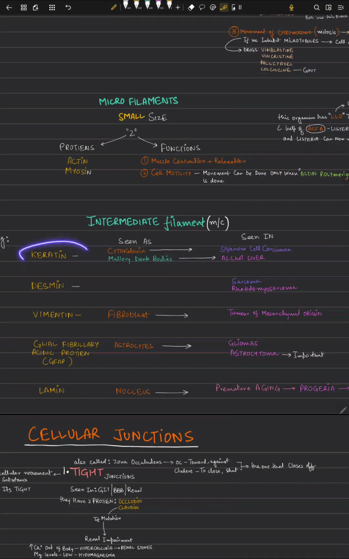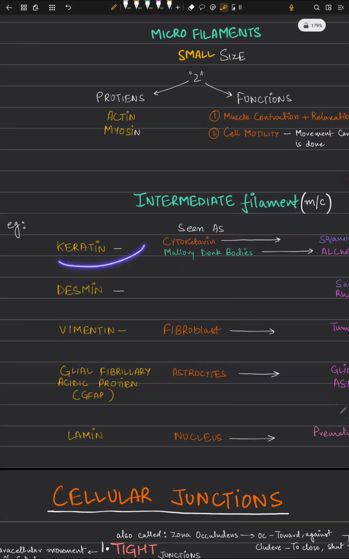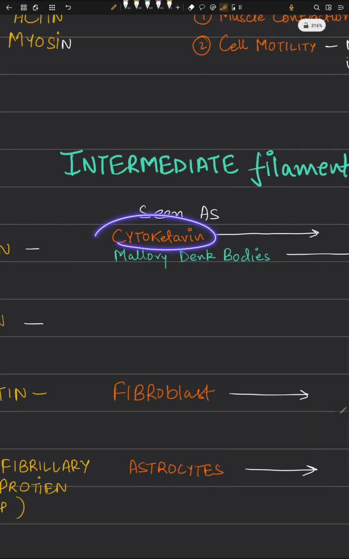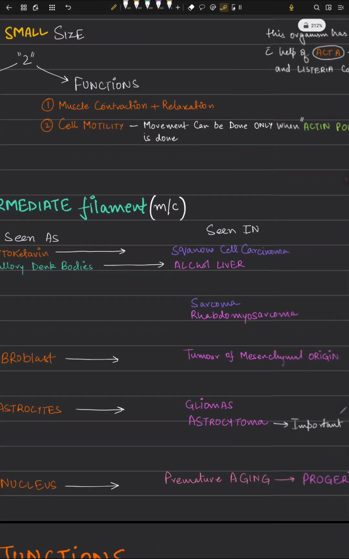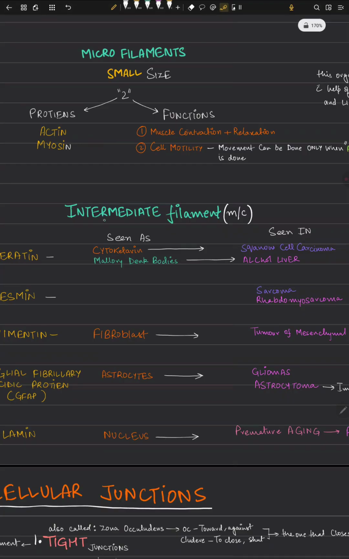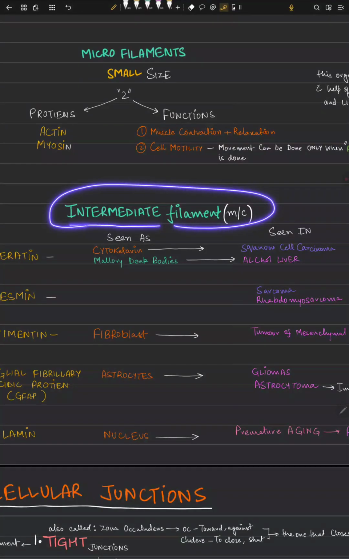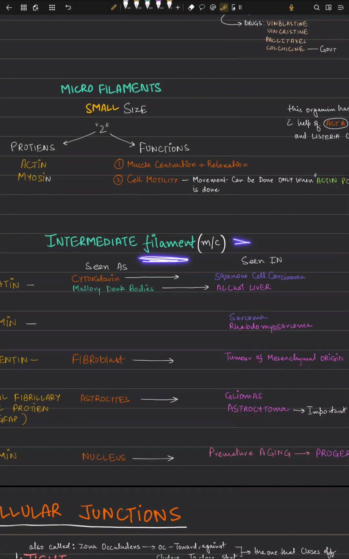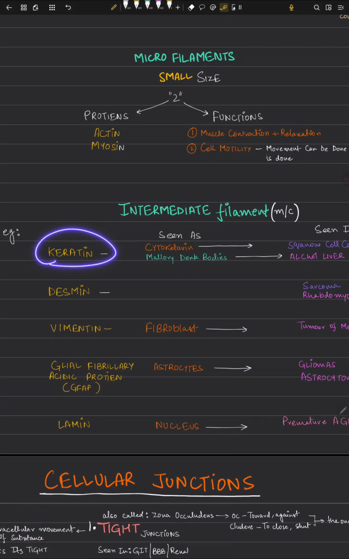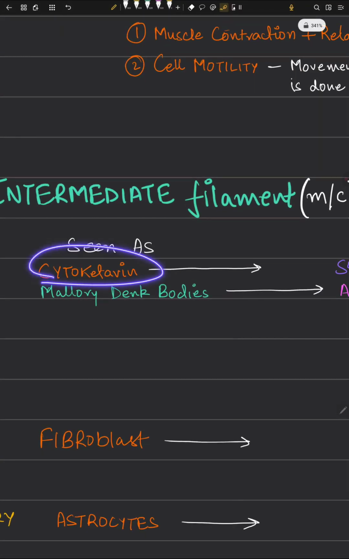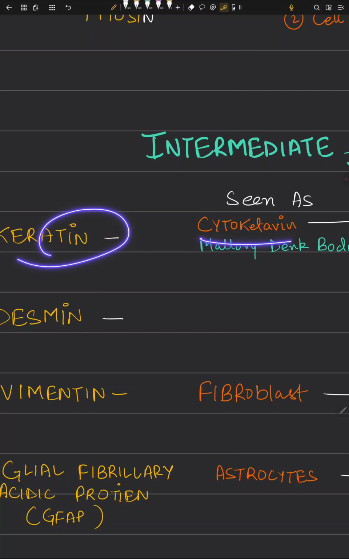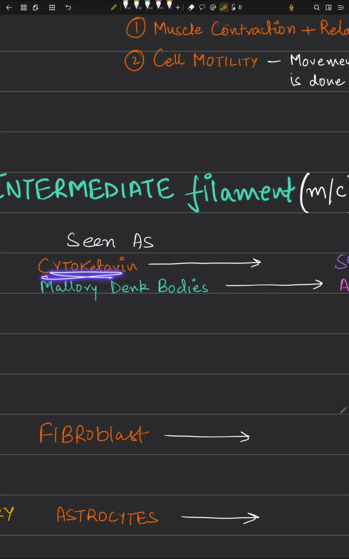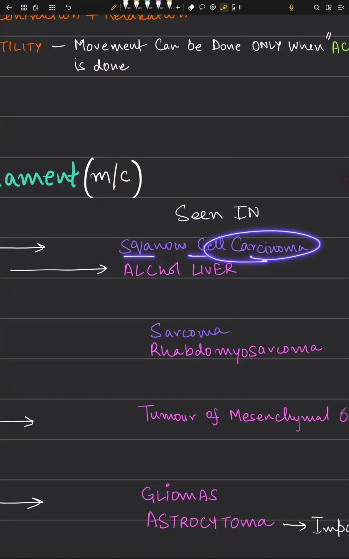Where are they seen? For example, keratin. It's a filament. Where? Seen as cytokeratin, in squamous cell epithelium, squamous cell carcinoma. So these intermediate filaments are actually marker filaments. Okay, they mark. They can be used as identity filaments. For example, if I see keratin, I will think about cytokeratin. And actually, we don't see keratin, we see cytoskeleton. And the presence of cytokeratin means there is squamous cell carcinoma.